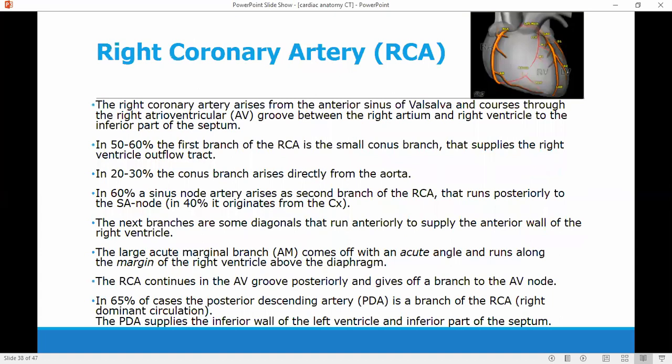Right coronary artery. The right coronary artery arises from the anterior sinus of Valsalva, or the same name, right coronary sinus, and courses through the right atrioventricular groove between the right atrium and right ventricle to the inferior part of the septum.